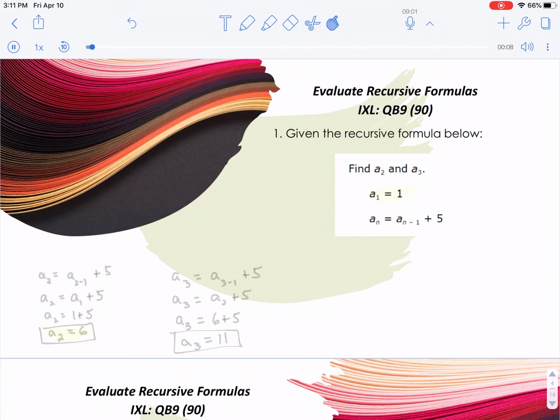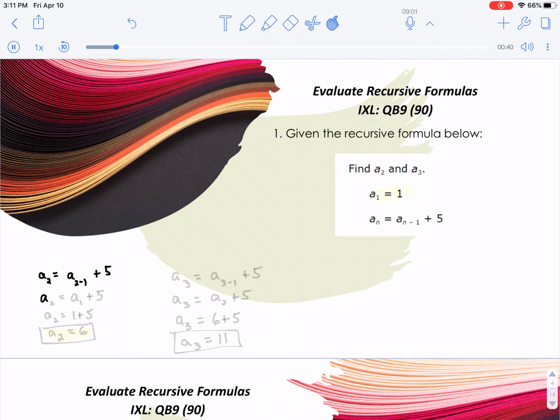90. Given the recursive formula below, find a sub 2 and a sub 3. So a sub 1 is 1, and a sub n is a sub n minus 1 plus 5. We're trying to find a sub 2, so everywhere there's an n, we're going to plug in a 2. That gives us a sub 2 equals a sub 2 minus 1 plus 5.